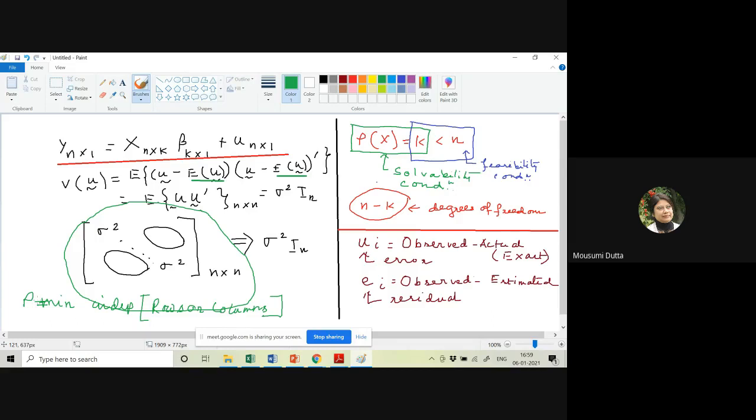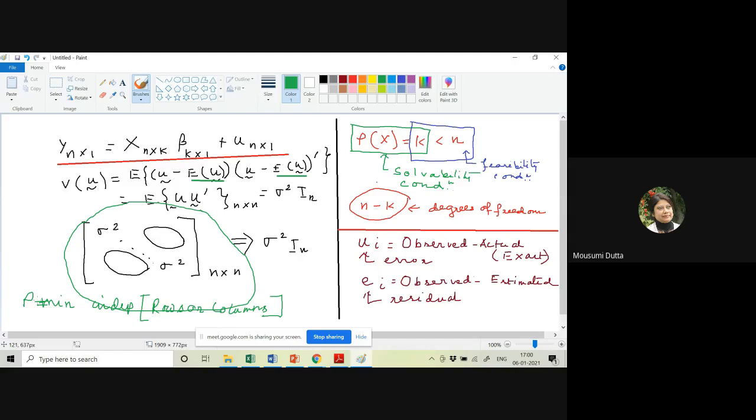Again, if we find that 3 columns are independent, whereas 4 rows are independent, in that case, the minimum will be given by the number 3. So it will have the rank 3.